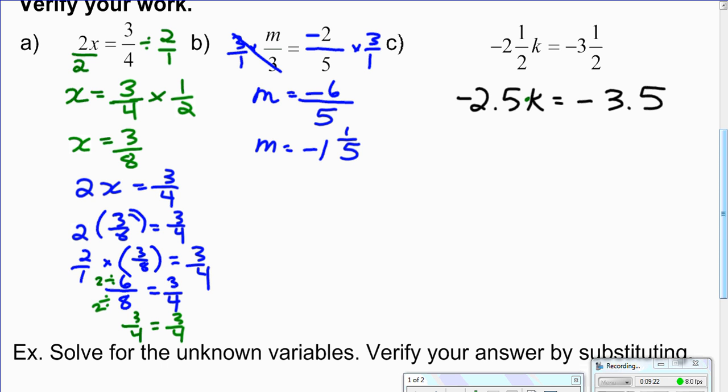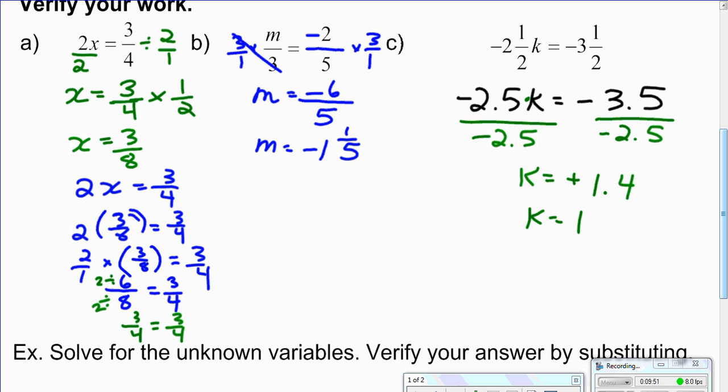So now we notice that we have a coefficient in front of our variable, so it's being multiplied. In order to isolate, we do the opposite. So -2.5 divided by -2.5 gives us 1k, and -3.5 divided by -2.5 is going to give us a positive. Negative divided by negative is positive, 1.4. So then if it wanted my answer back in a fraction form, well, I could think of this as 1 whole and 4/10, and then 4/10 can reduce down to 1 and 2 over 5, or 2/5.